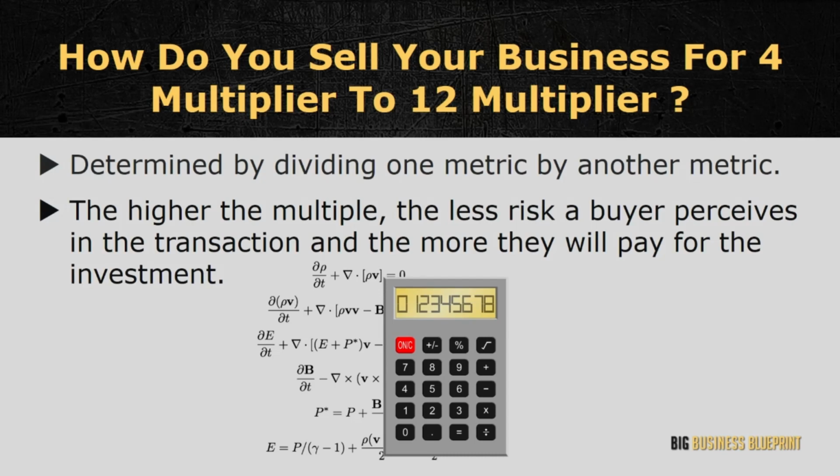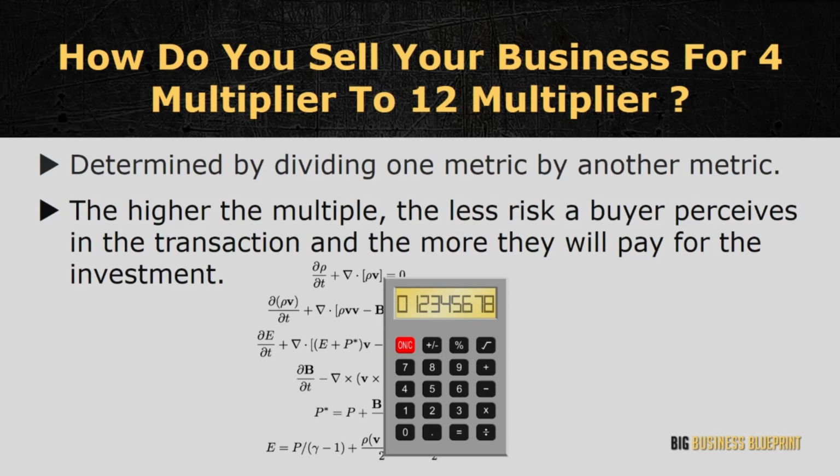So the higher the multiple, the less risk a buyer perceives in the transaction, and the more likely they'll pay more for the investment. For example, the inverse of a 4x multiple is 25%. For a buyer to require a 25% return on an investment, the business may not be growing or is in a tougher, more capital-intensive industry. Either way, a general interpretation is that this investment is pretty risky.